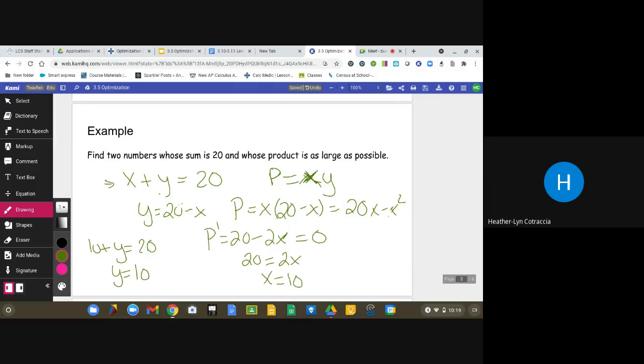So what do we know? We know that 10 plus 10 is 20, and we know that that's also going to give us the product that is as large as possible. And the question said, find the two numbers. So my answer is y equals 10 and x equals 10. So 10, 10 would be my answer.